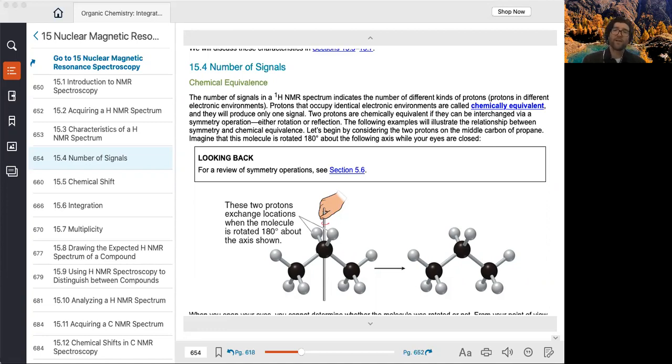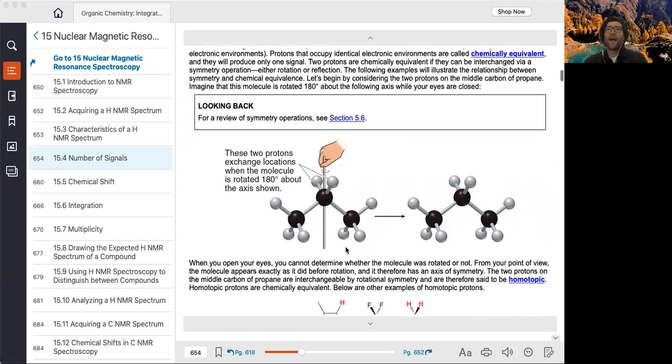And chemical equivalence is a special topic in NMR spectroscopy because some protons, by symmetry, give rise to the exact same signals in an NMR spectrometer. If you take a look at this screen from a figure in your book, you can see a type of chemical equivalence here, or an explanation of that.